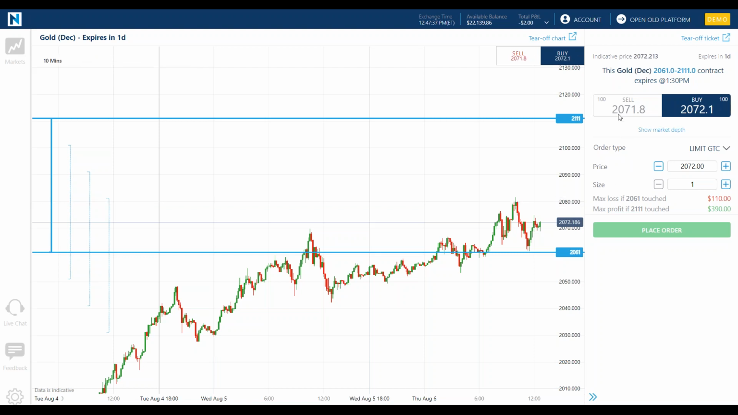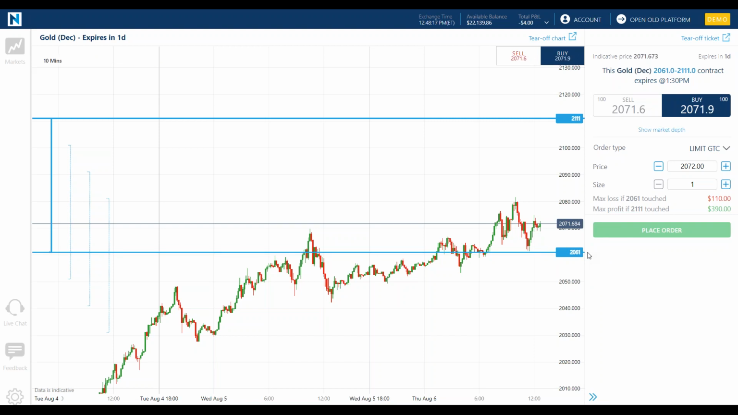So since I bought at 2072, if it goes higher, I would experience some type of partial profit if it settles higher than 2072. And if it makes it up to 2111, I'm maximum profit 390. And if it settles somewhere in between this range, I'll have some partial profit. If it goes lower and settles below 2072, I'll have some partial loss down to 2061, at which point, if it touches 2061, I'm knocked out and I lost $110.